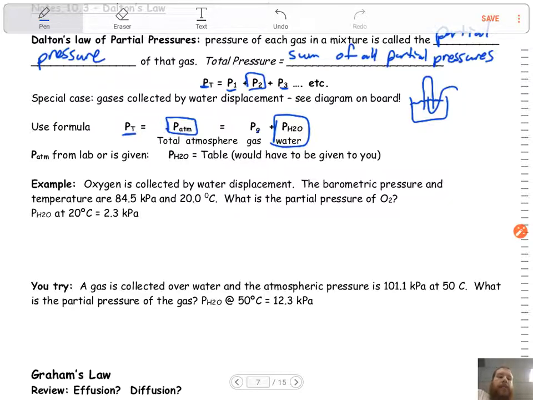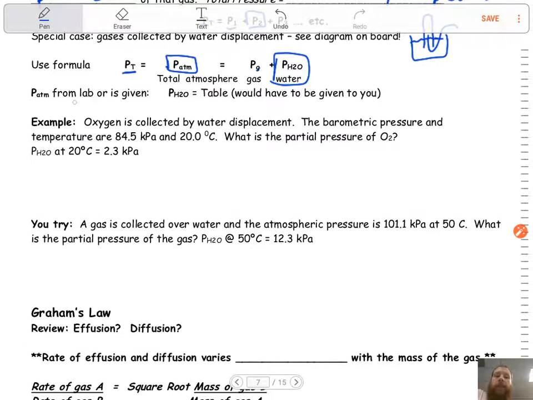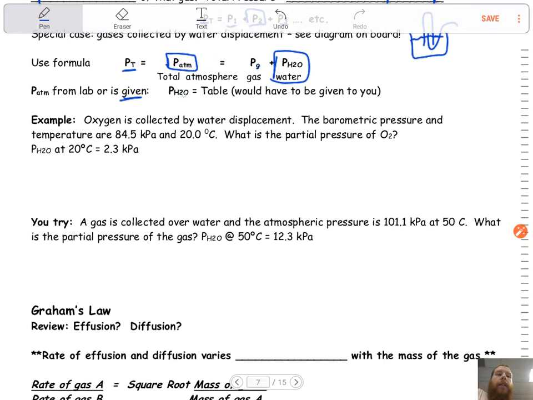But this is the process we would use. Now, the atmospheric pressure is going to have to be given, or you're going to get it from a lab calculation, like when we do the lab itself, but on a test or a quiz, it's going to be given to you. The water vapor pressure, though, would be from a table.